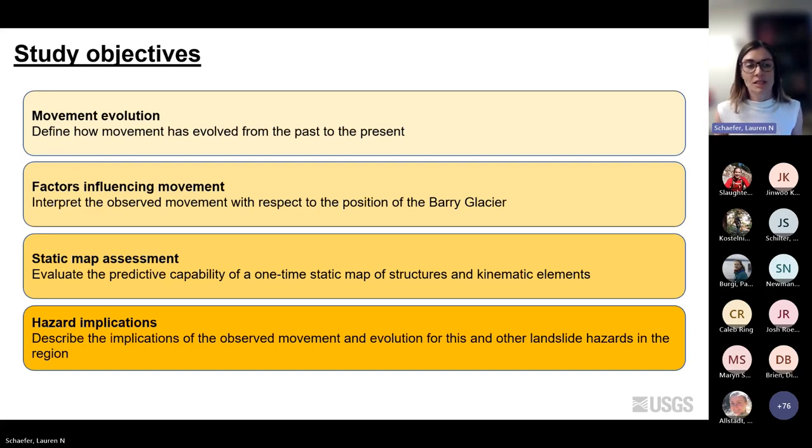The third was to assess the utility of a static map in this type of environment. We wanted to evaluate the predictive capability of a map of structures and kinematic elements. We assume that in dynamic environments such as this, the landslides are dynamic as well. We were looking for evidence or not evidence of this point. And then the final is the hazard implications. So really just applying what we learn with our surveillance data to hazard implications for this landslide and thinking about other landslides in this region. Because, spoiler alert, there is more than one landslide in this region.